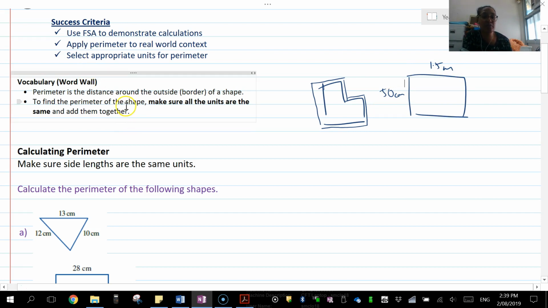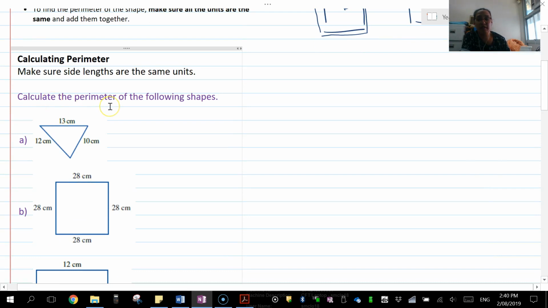The general rule with perimeter, it doesn't matter what shape you have, is to add the sides together. Some shapes have little formulas that help you remember, but essentially think of it as I just need to add all the numbers together. With this triangle, calculating the perimeter, it's going to be P equals side 1 plus side 2 plus side 3. Those can be substituted in: 13 plus 12 plus 10.